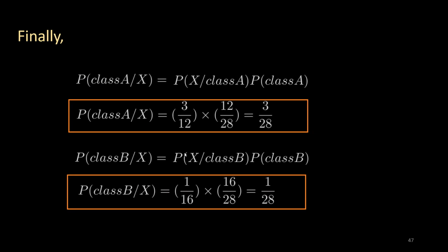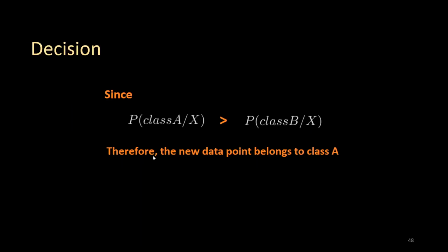Similarly, we have already calculated the class conditional probability of class B and the prior probability of class B, so we can put these values here in the equation. That value was 1 by 16, and the prior probability of class B was 16 by 28. This 16 will be cancelled out, and we are left with 1 by 28. So we can see that the probability that a given data point belongs to class A is higher than the probability that the given data sample belongs to class B. That is our final decision. Since this probability is higher than this probability, the new data point belongs to class A.